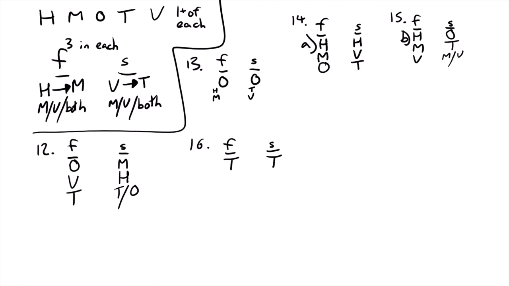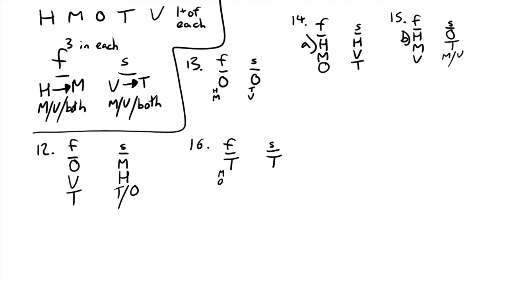B, could M and O both be in the fall? If M and O were in the fall, then we have T, M, and O in the fall. That's fine. We have an M or a V in the fall, so that follows that MV rule. And we didn't trigger the HM conditional rule.